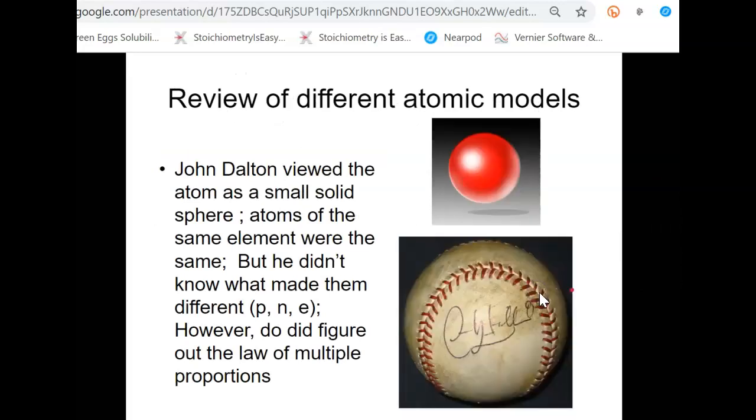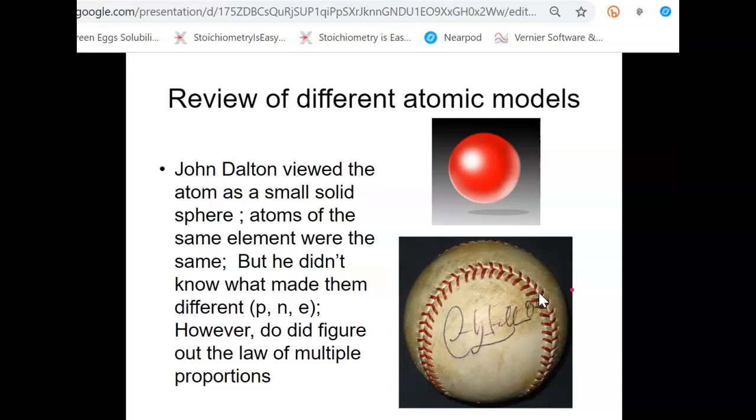All right, so the first thing we're going to do is start talking about a little bit of the historical ideas of what types of atomic models we had. The first one is by a scientist called John Dalton. He viewed the atom as a small solid sphere. He thought that the atom was the smallest particle there could be.